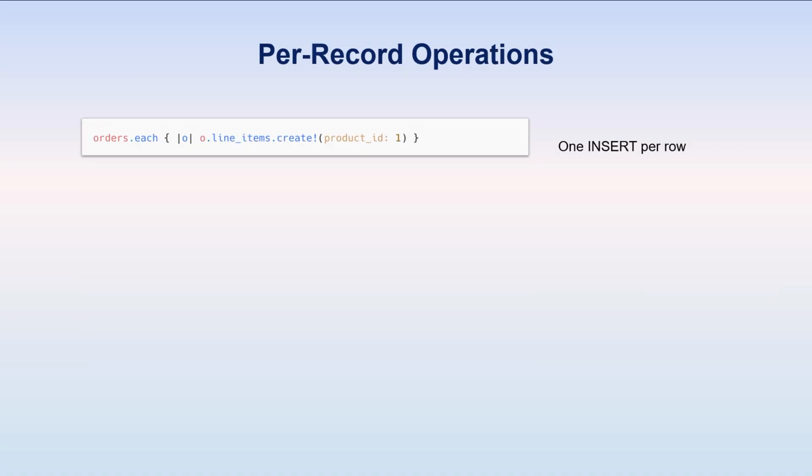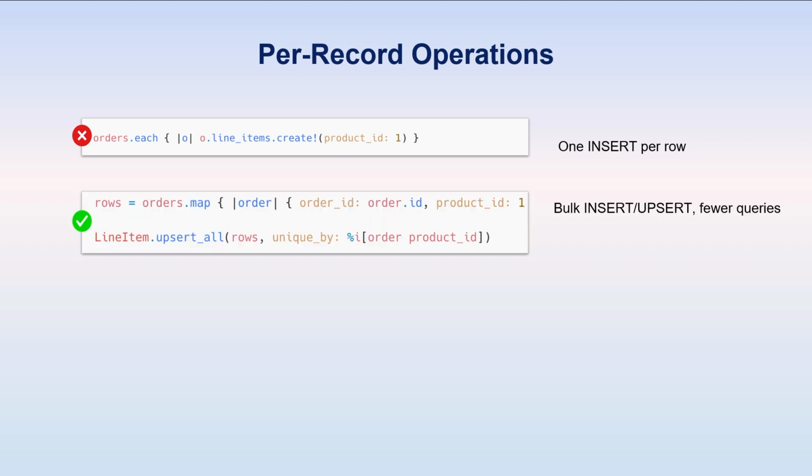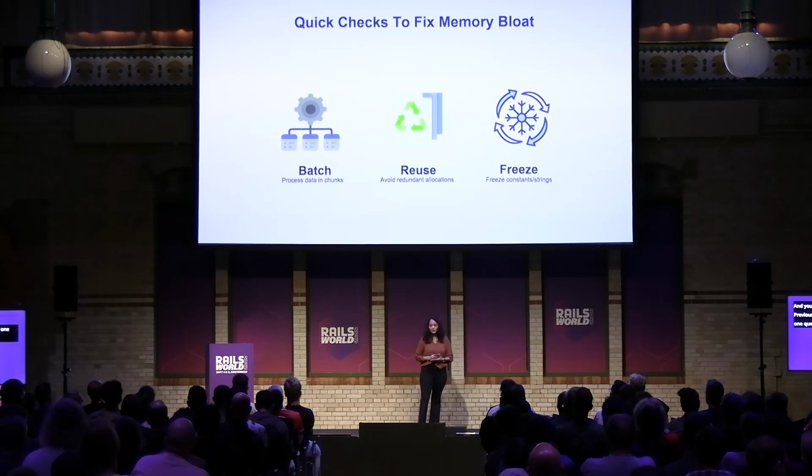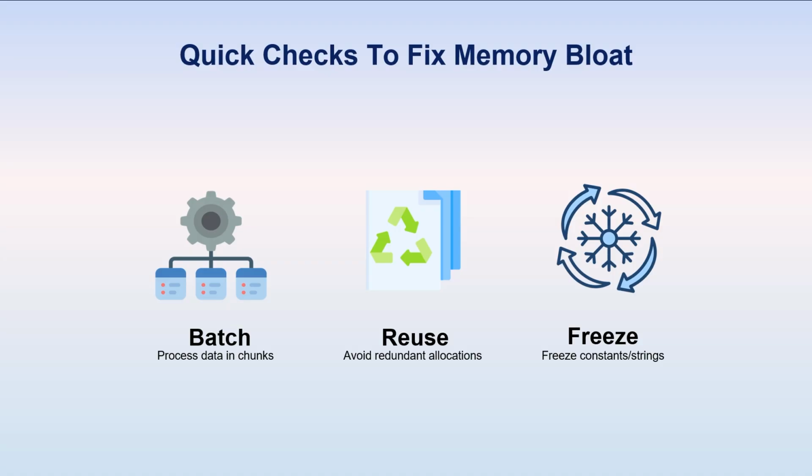Here, the order has an association with the line items, one insert per row. But then again, same problem with multiple rows. It is going to create everything in memory. Instead of that, you can use insert_all or upsert_all for bulk queries. You can also use map to fetch the data beforehand and upsert that in one query. So the quick checks to fix memory bloat issues: use batches, reuse the data, and freeze, so that the objects do not get created multiple times.